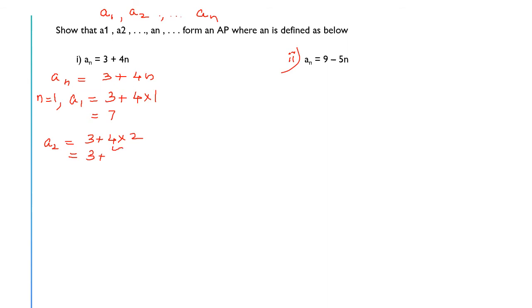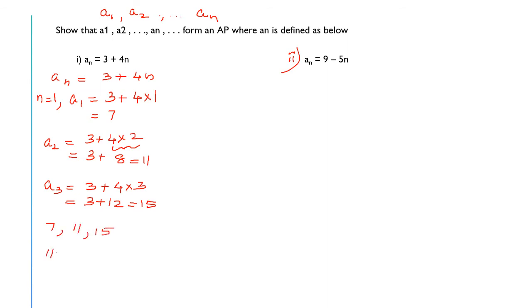First you have to do the multiplication. Yes, 3 plus 8, that is equal to 11. What is A3? 3 plus 4 into 3. What will be the answer? 15. So the AP, you are getting it as 7, 11, 15.